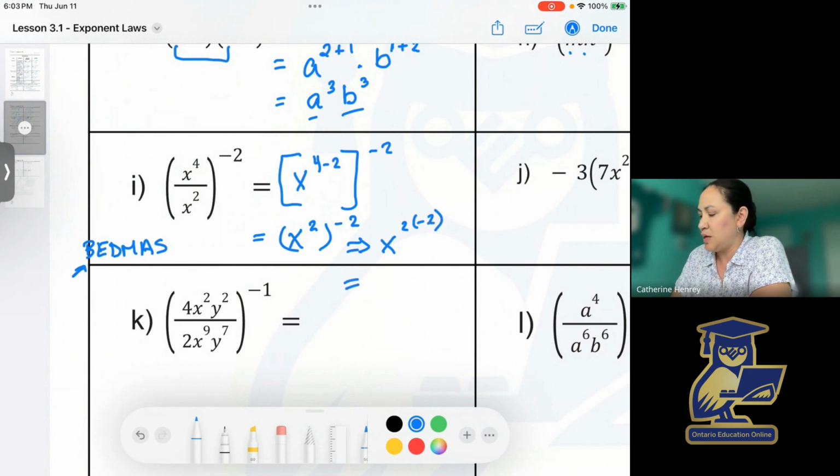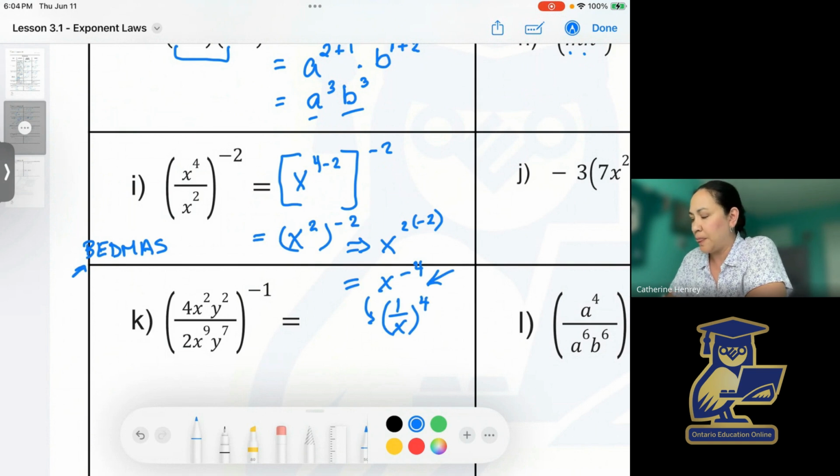I'm going to need a little more space here. But I'll have x to the power of negative 4. And remember at the beginning when we started these examples, we said that all of our answers have to be with positive exponents. So how do I write x to the power of negative 4 as a positive exponent? Well, that's the negative exponent property. So I have to take the reciprocal of the base. So the base is x, so I take the reciprocal of the base, and then I just change the power to positive. So it's 1 over x to the power of 4.